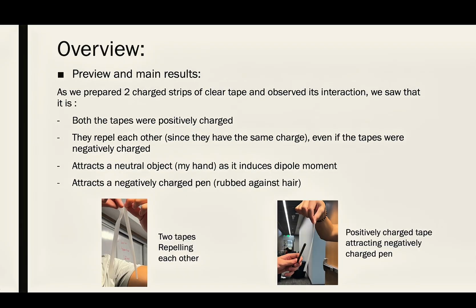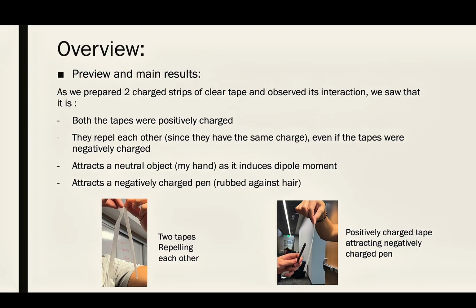The main results we got from this experiment are that both the tapes were positively charged, and they repelled each other since they had the same charge. They would still repel each other if they were negatively charged. They attract a neutral object, in my case my hand, as it induces a dipole moment, and they attract a negatively charged pen, a pen that we charge by rubbing it against our hair. As we can see in the pictures below, they clearly repel each other and the charged tape attracts a negatively charged pen.